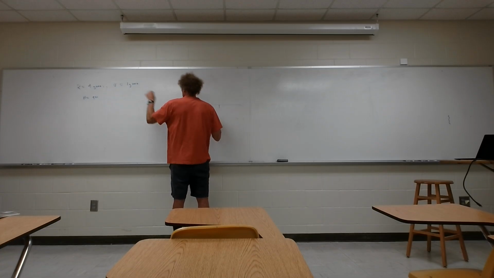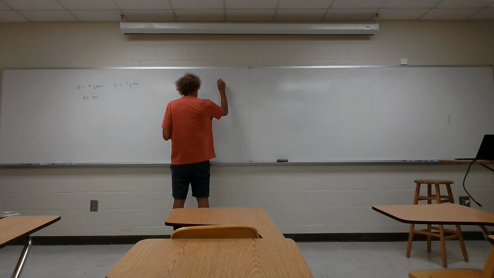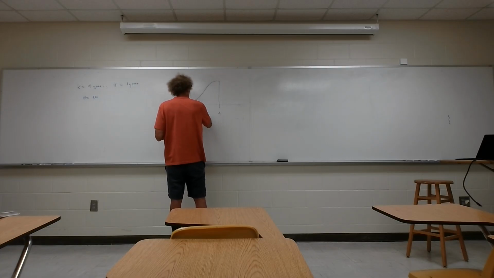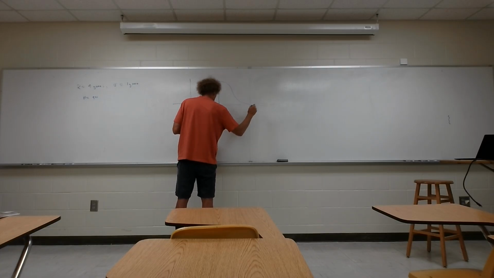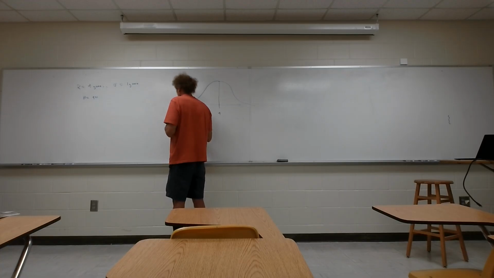Out here, he's saying it's 4 years, so the mean value is 4. And it's got a standard deviation of 1 year. It looks like this. That would be the density function, my f of x looks like this.